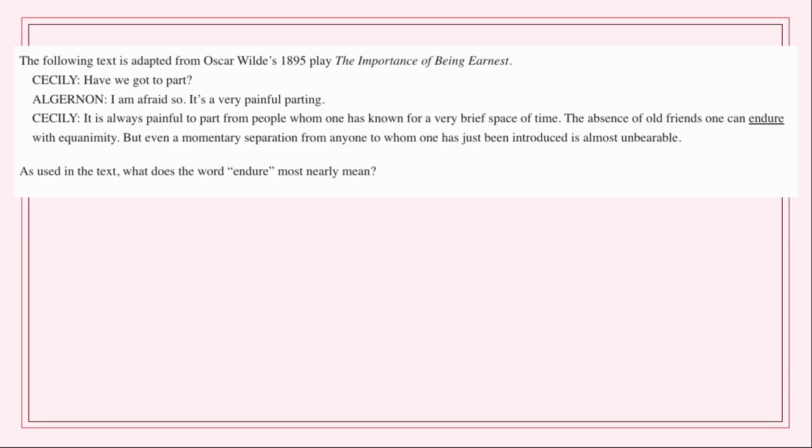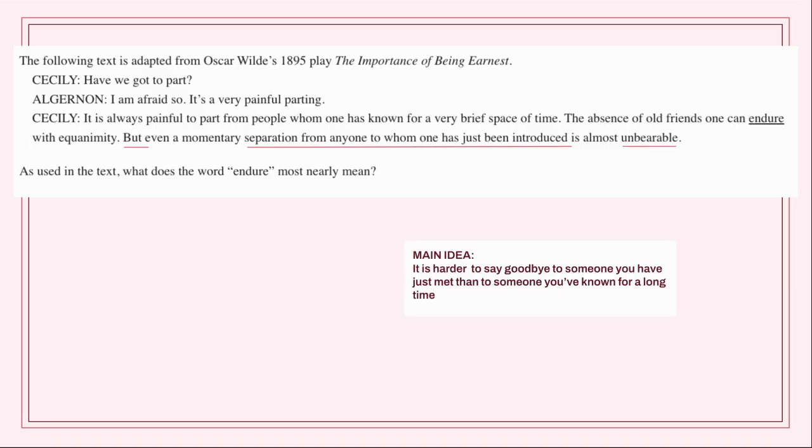So it's the opposite. Absence of old friends isn't that painful. You can kind of bear it. But parting with someone you just met is really painful. So that's why the word but. We're saying the experience is painful versus not painful. So again, that word but and separation from anyone who has just been introduced, looking at that next sentence gave us a lot of hints.